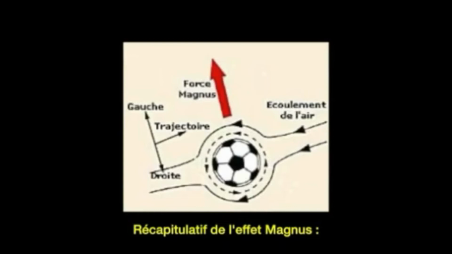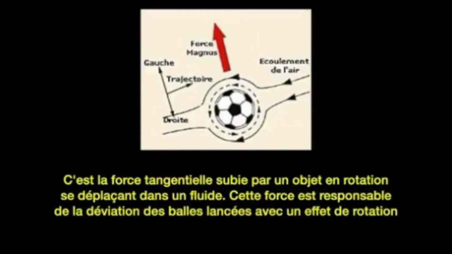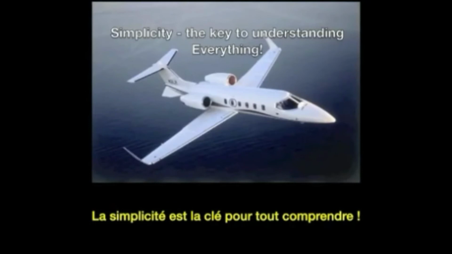Recap of the Magnus effect. Magnus effect: the force exerted on a rapidly spinning cylinder or sphere moving through air or another fluid in a direction at an angle to the axis of spin. This force is responsible for the swerving of balls when hit or thrown with spin. Simplicity, the key to understanding everything.